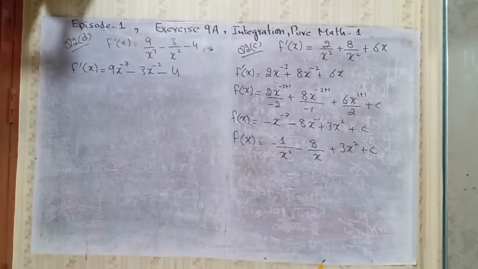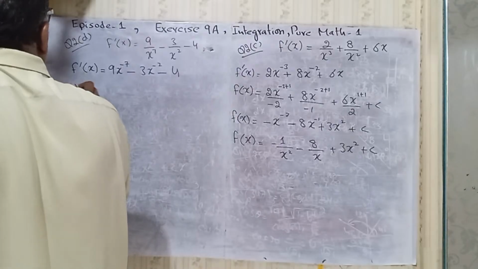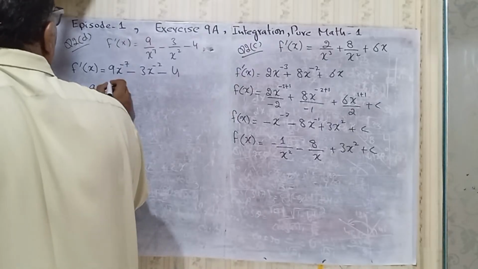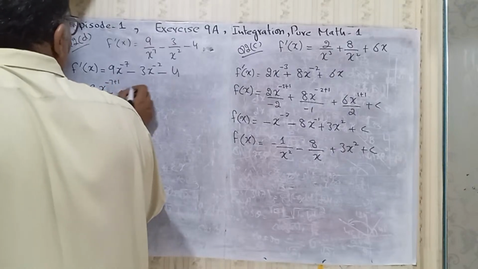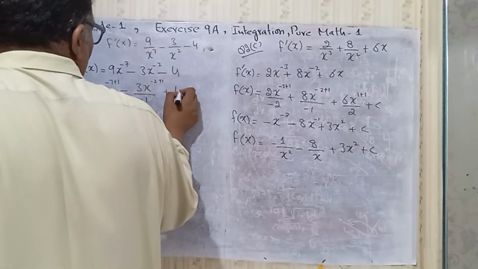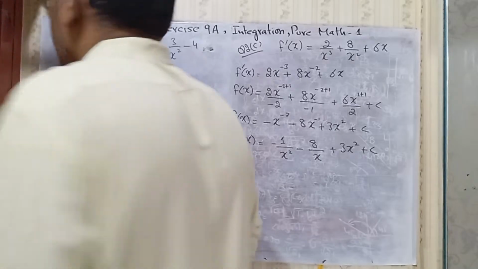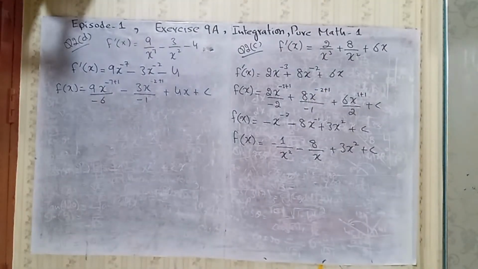Now I can integrate them, and this will become f of x, and that will be 9 and x raised to power minus 7 plus 1 and minus 6. So we divide with it, and minus 3 x raised to power minus 2 plus 1. We get minus 1 plus 4 and x plus c. If you integrate a constant, it will always be the constant and x. For example, if you integrate 4, it will be 4x. And we always write plus c. C means a constant.